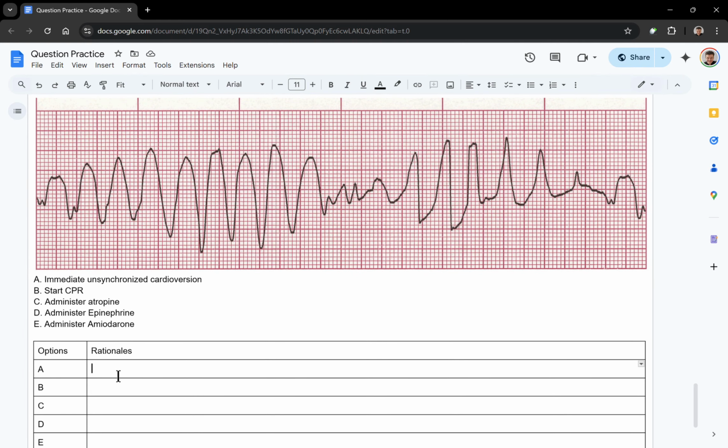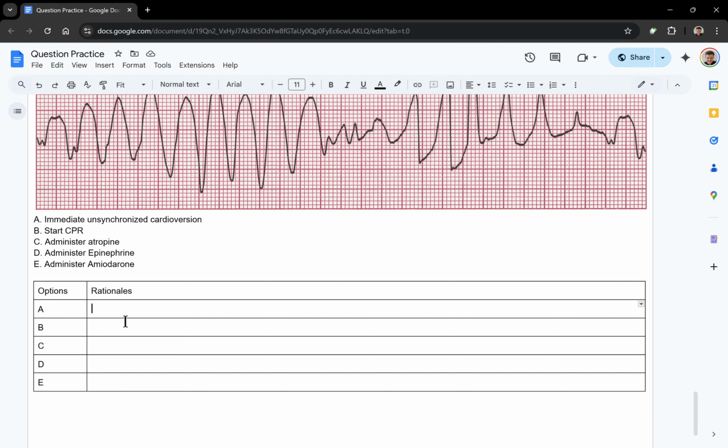Okay. All right, so first of all, what is this rhythm? It's torsades, right? So you have to know that. If you don't know that's torsades, then you're out of luck, so you're going to miss this question. So then immediate unsynchronized cardioversion, is that correct? That's correct, right? Unsynchronized is for the 3 lethal rhythms, which are pulseless VTAC, torsades, and VFib.